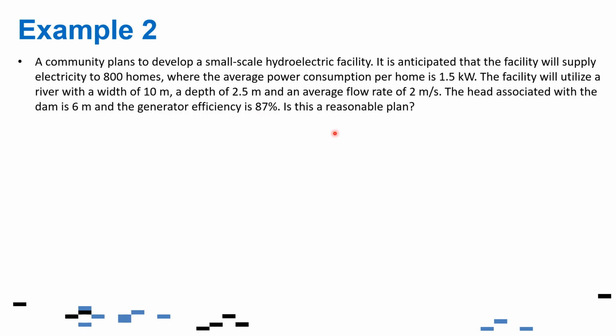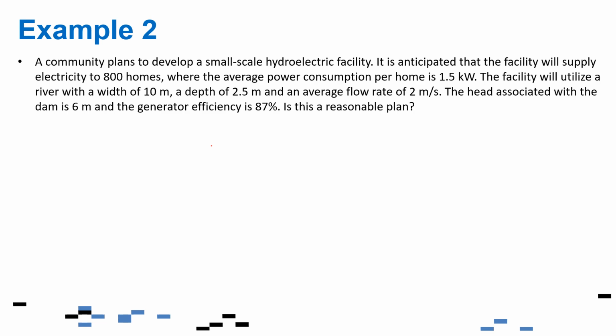So the question is, is this a reasonable plan? Basically you're building a dam so that you can power the village around that dam. In this case it's around 800 homes. So let's list down all the givens in this problem. So what are the givens? I'll use the black one.